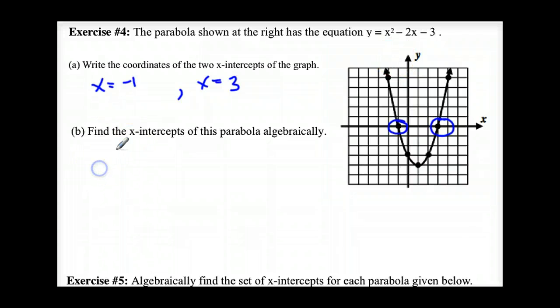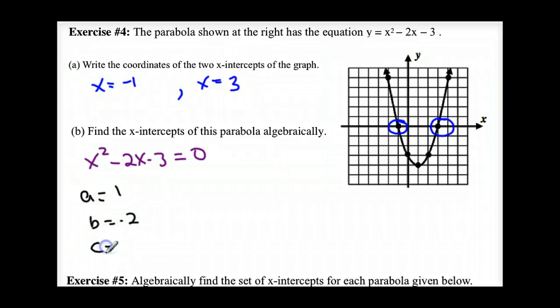So algebraically, all it means is similar to what we did in the previous example. I want to take x squared minus 2x minus 3 and make it equal to 0. And again, this is a quadratic, so I need to factor it. My a is 1, b is -2, c is -3. Factor this out, I get -3 on the top and -2 on the bottom.